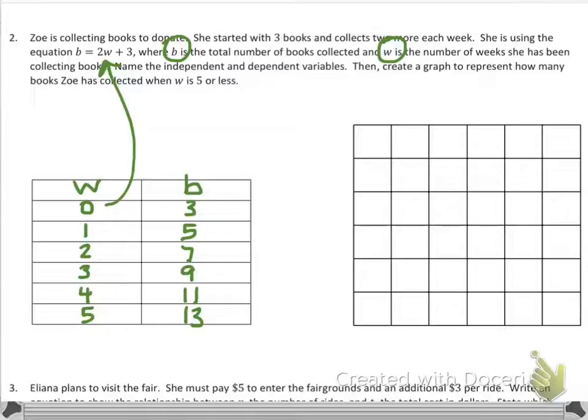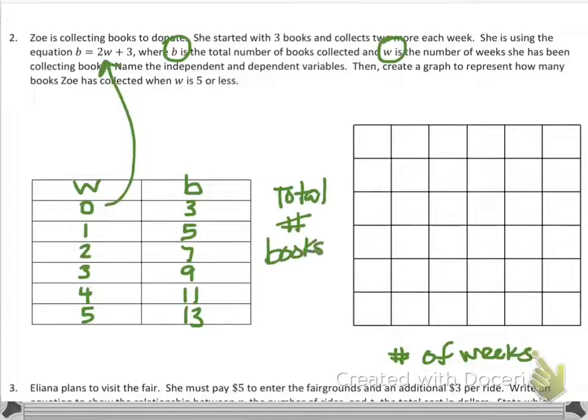All right. The independent variable W, which is the number of weeks, goes on the x-axis. So number of weeks goes here. And the dependent variable is the total number of books. So total number of books goes on the y-axis. So it has to be that way. And then we graph our points. Looks like I can go 0, 1, 2, 3, 4, and 5 will fit on there nicely. And then we go from 3 to 13. So I think we can fit them all on there. Looks like it. 3, 5, 7, 9, 11, and 13 at the top.